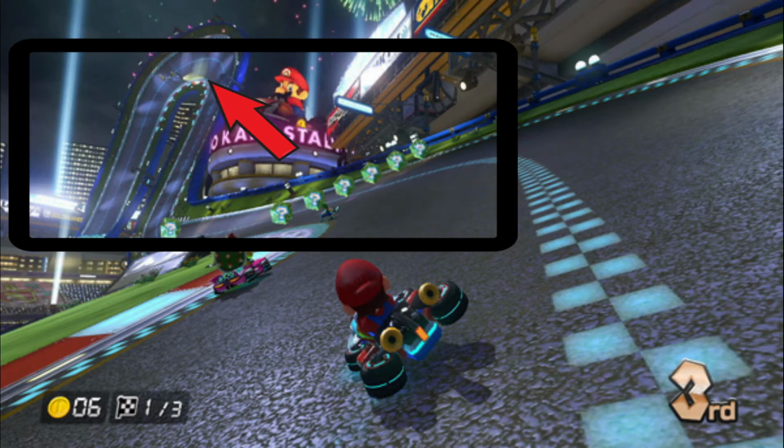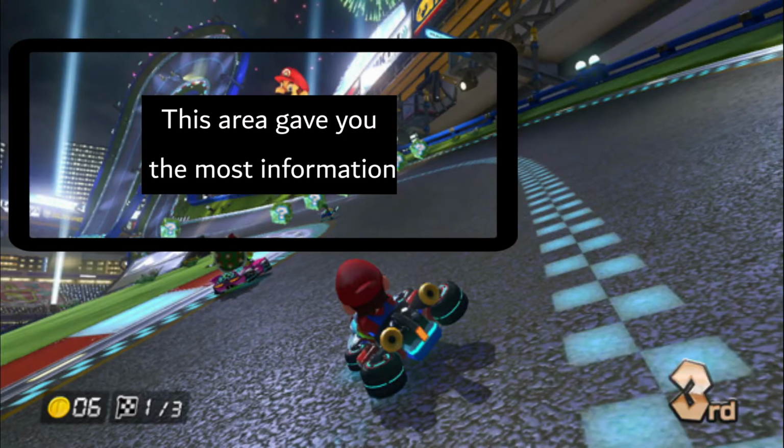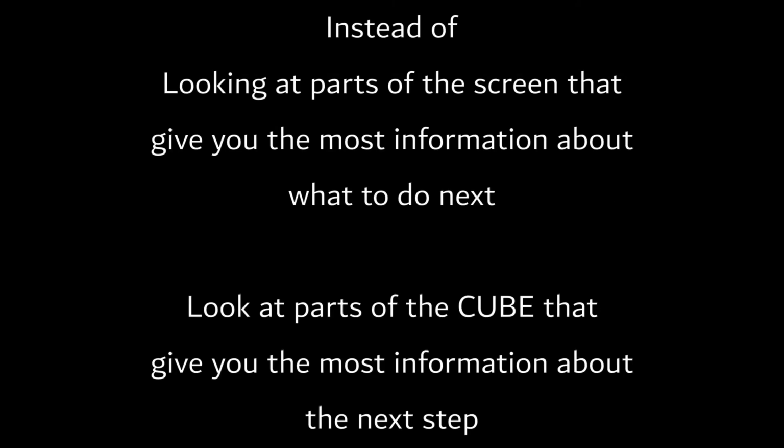Now you could get by with just dealing with the turn when you get to it, but if you're prepared, you know exactly when to expect the turn, and you're more likely to turn smoothly without bumping into any walls to slow you down. In this scenario, you looked at the part of the screen that gives you the most information so that you're likely to finish the race faster. Now, what does this have to do with cubing or look ahead? Well, look ahead in cubing is the exact same concept. During a solve, looking ahead refers to looking at parts of the cube that give you more information about a later step, so that you can solve the cube quicker.